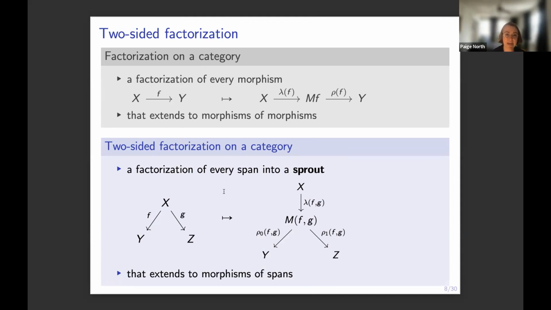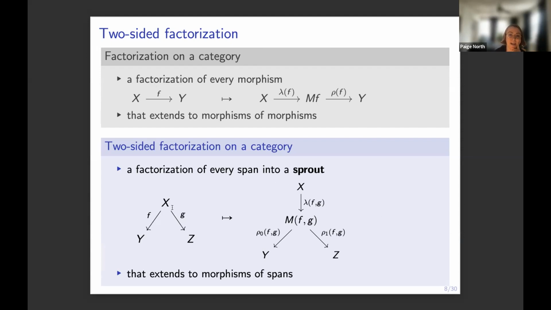Okay, so normally in a weak factorization system, we have a factorization of every morphism into a composable pair like this. And I'm going to say that this is functorial, so it extends to morphisms of morphisms. And in this new theory, like we started in the last slide, with this one operation that we wanted to preserve, which had this shape.